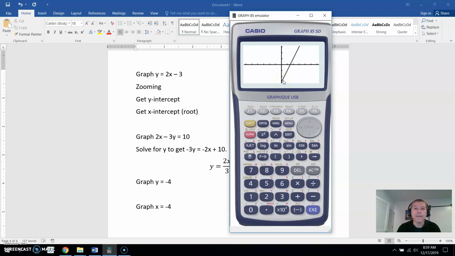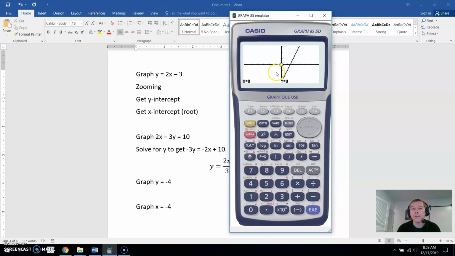Now once you have the graph there, you can do a whole bunch of different things. For example, you can zoom right here, clicking F2. You see above F2 it says zoom. You don't have to hit the shift key to do this. Just hit F2 for zoom, and now you can zoom out or in. So let's zoom out a little bit.